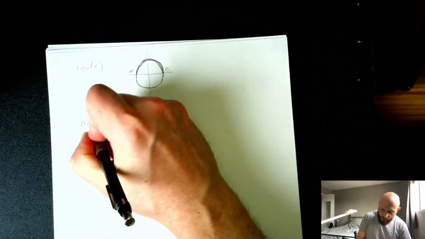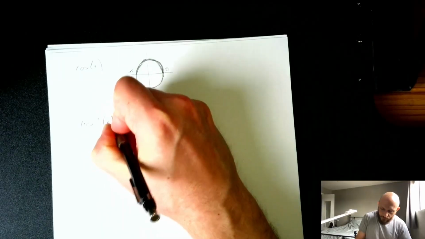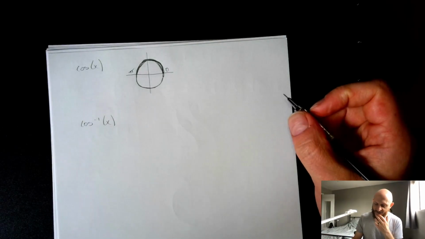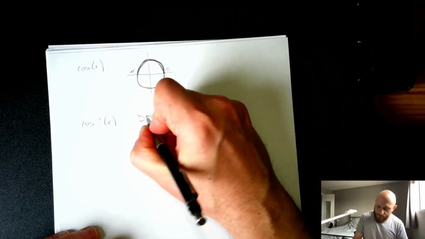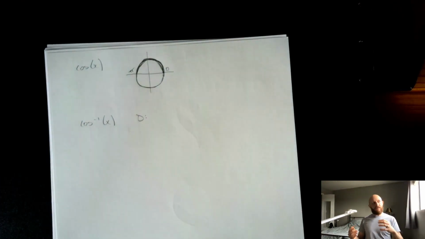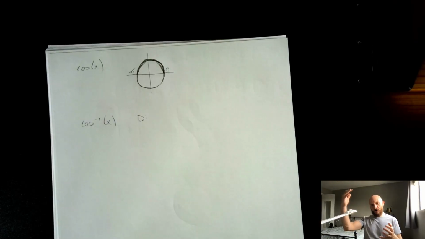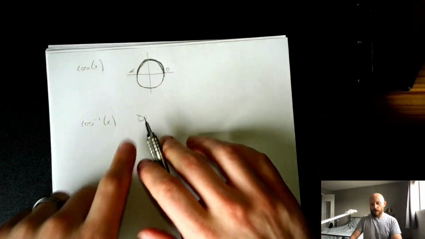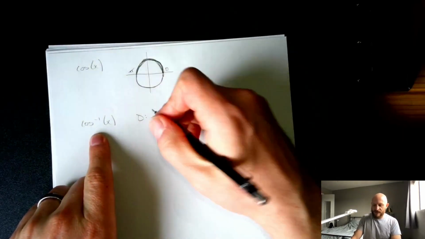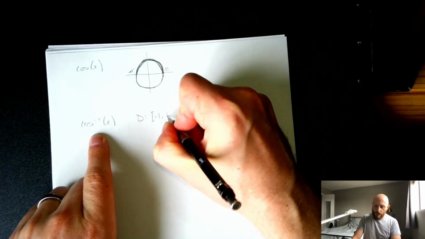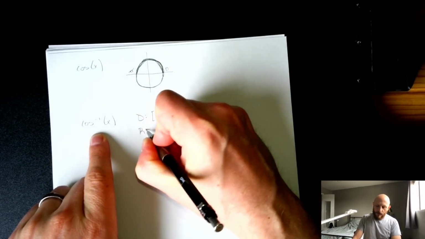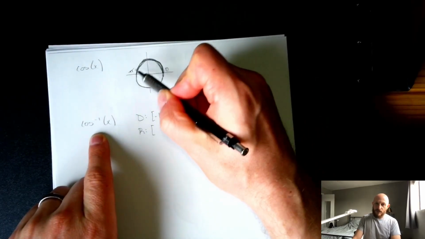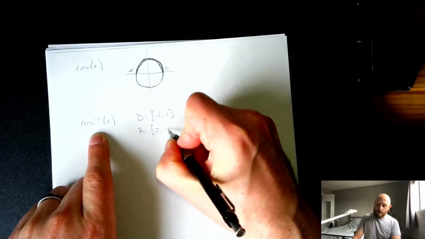So cosine inverse is going to have its domain. The domain of an inverse function is the range of the function itself. What's the range of cosine? It's -1 to 1. So the domain of the inverse function is -1 to 1. And the range is exactly the restricted domain that we just talked about, 0 to pi.